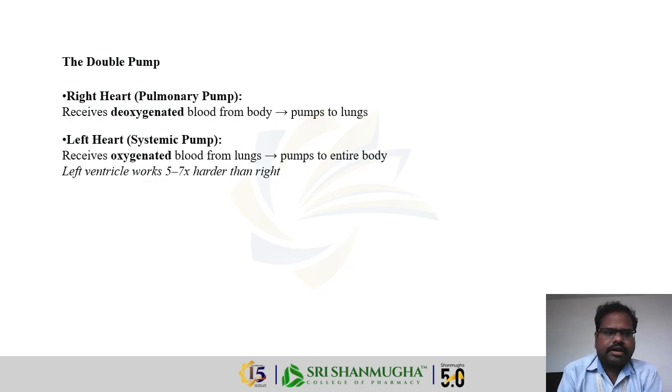Generally the right heart receives the deoxygenated blood and pumps it to the lungs. The left heart receives oxygenated blood and pumps the blood towards the entire body. So this is the double pump system. Going on to the next.